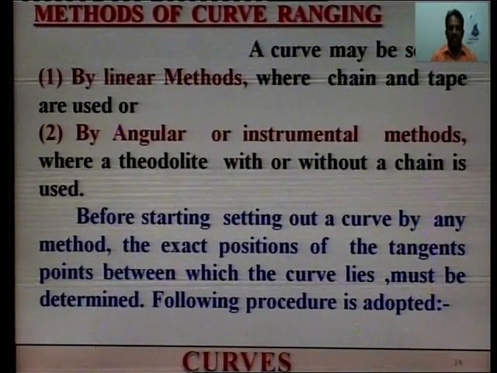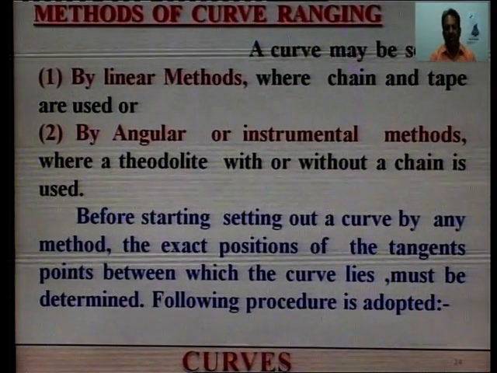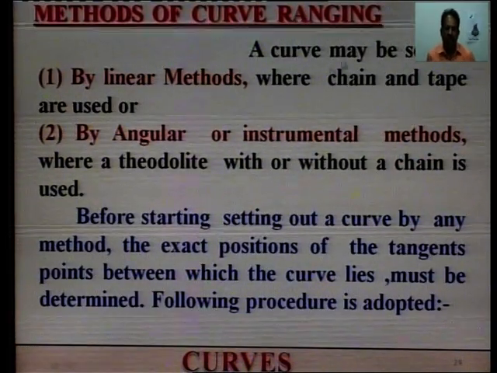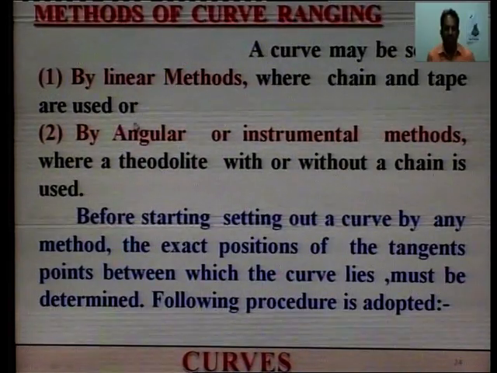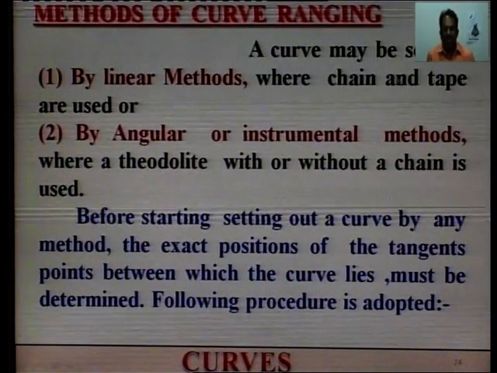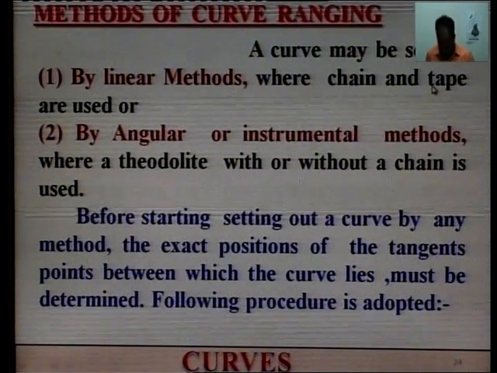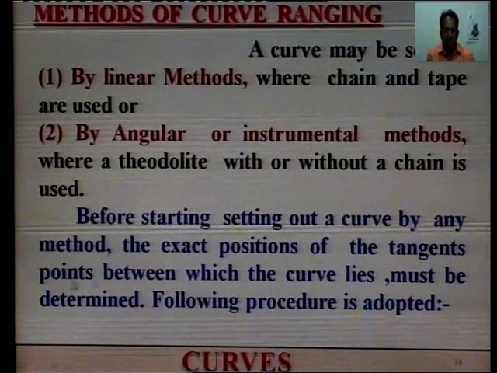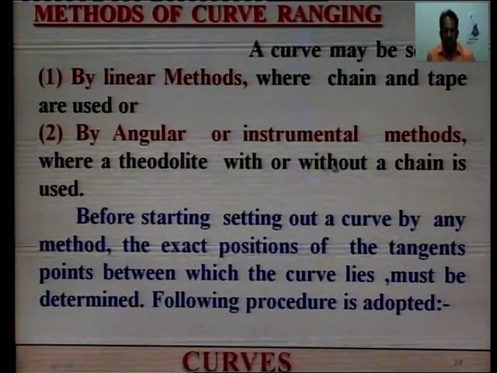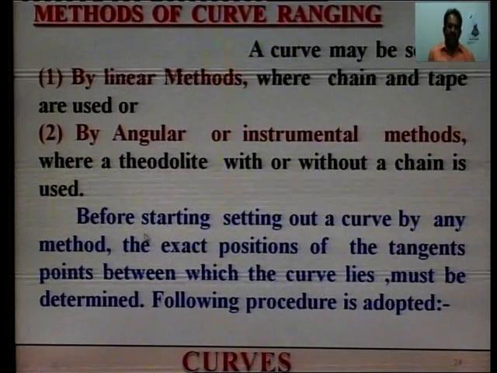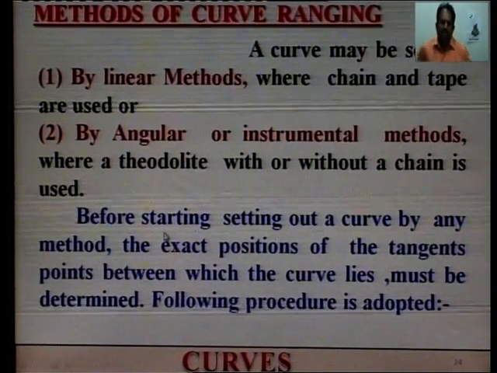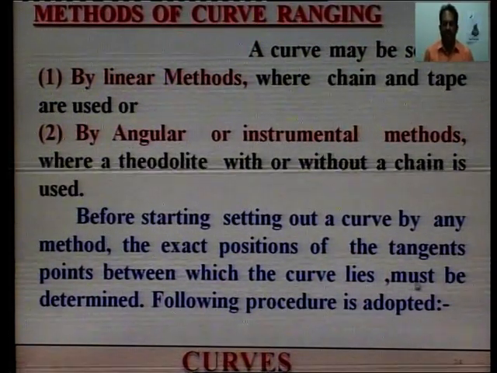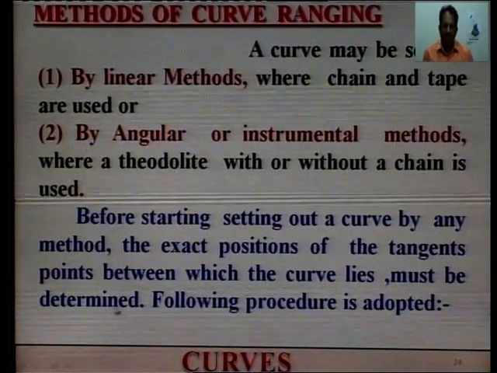There are two methods of curve ranging, that is, how we actually arrange the curve in the field. The curve may be set out in the field by linear methods, where chain and tape are used. The second is the angular or instrumental method, where a theodolite with or without a chain is used. Before setting out a curve by any method, the exact positions of the tangent points between which the curve lies must be determined or calculated.